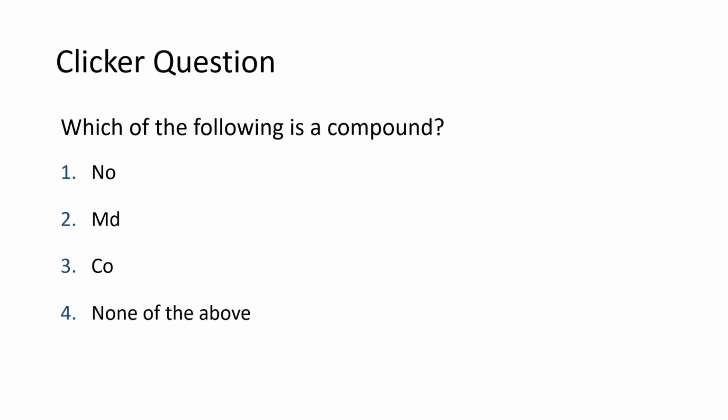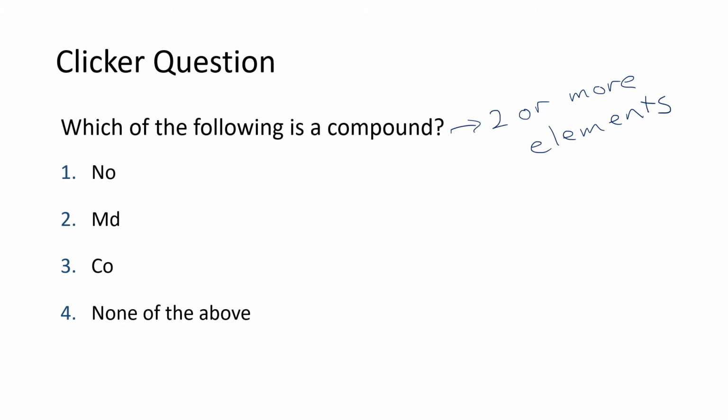On this question, feel free to pause. The question says, which of the following is a compound? To indicate a compound, we should see two or more elements. Capital N, little o, that's indicating just one element. Capital M, little d, that's indicating just one element.